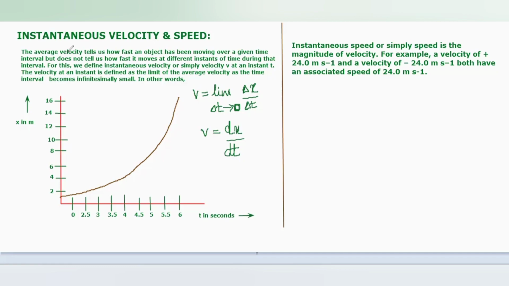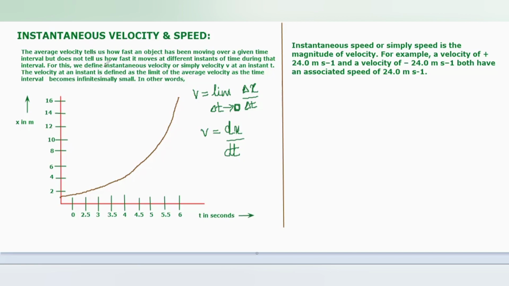But at any particular instant of time during that time interval, that means in that 18 seconds, like t equal to 5 seconds or t equal to 6 seconds, what is the velocity? It means how fast it is moving. That we didn't get with the average velocity. That is called instantaneous velocity.